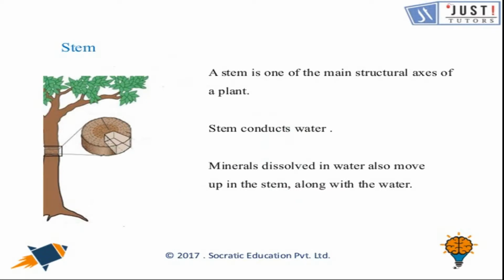Now it's stem's turn. So what is stem? A stem is one of the main structural axes of a plant. So this is the stem here, look. Now stem conducts water. So these leaves here, how do they get water? If we put the water in the roots, how do the leaves get the water and the minerals? So they get the water and the minerals through the stem. It is transported through the stem.